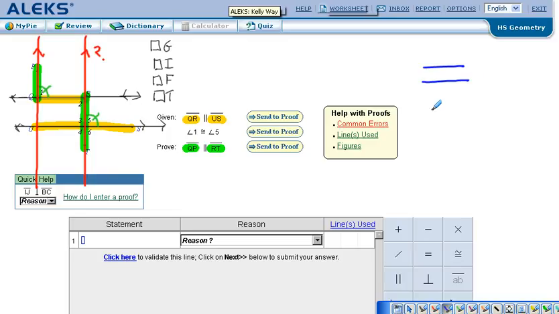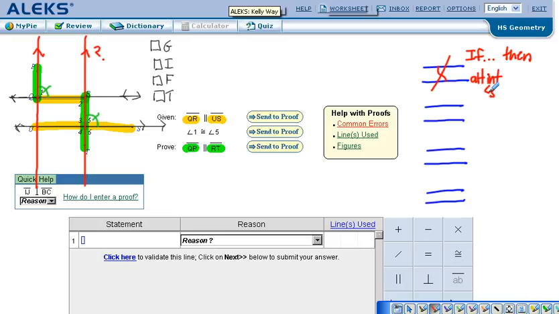Okay, if we have 2 lines, 1, 2, 3, 4. If we have 2 lines and alternate interior angles are congruent, then parallel. So we're going to say if, then. If we have alternate interior angles which are congruent, then the lines are going to be parallel. Another scenario is if we have alternate exterior angles congruent, then it forces the lines to be parallel.